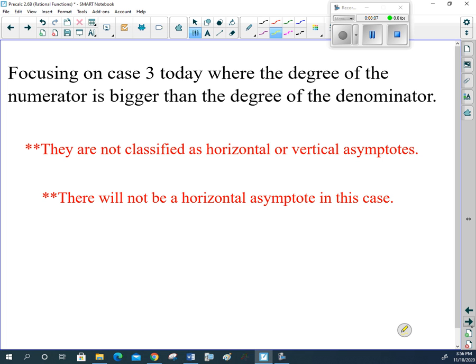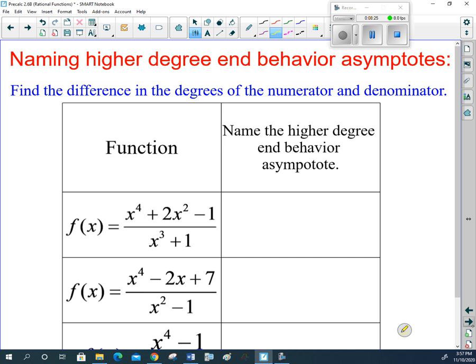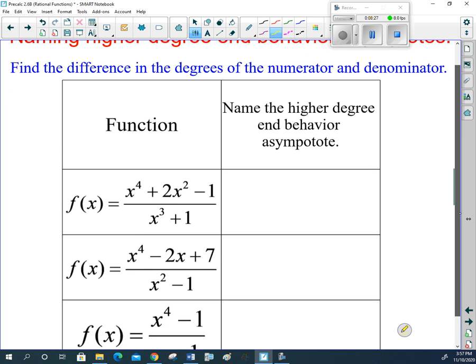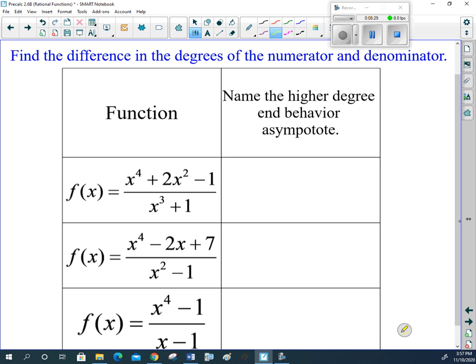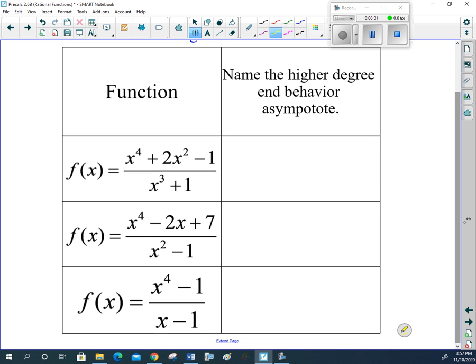And if you have a case 3, then you definitely are not going to have a horizontal asymptote. You can't have both. It's one of the 3 cases. Case 1 and case 2 give you a horizontal asymptote. Case 3 gives you something else. So there is no horizontal asymptote if you're using case 3. So here we go. Here's a bunch of examples of case 3, and then we'll figure out what they're called, what the polynomial is and what it's called.